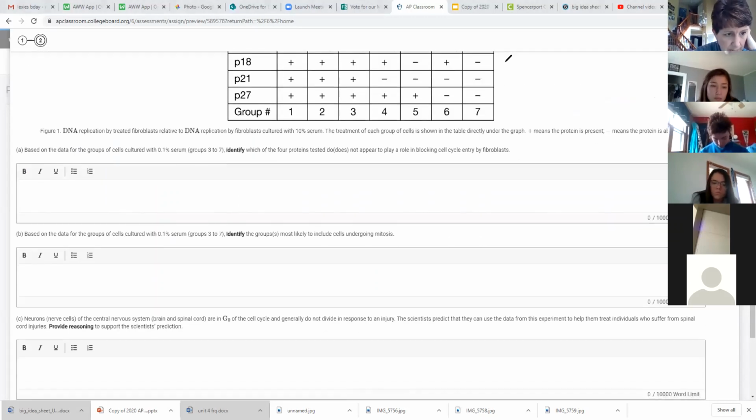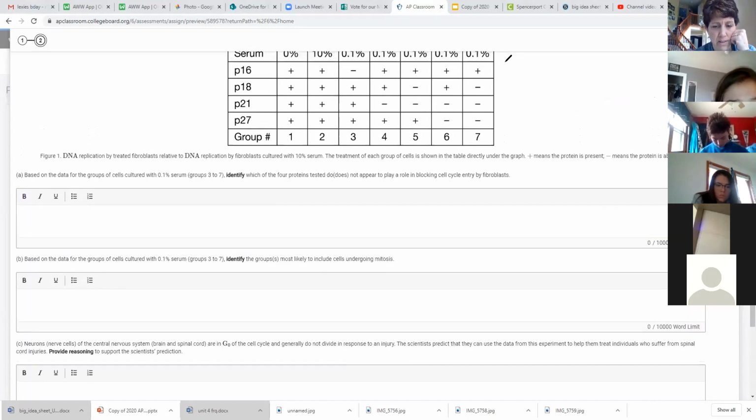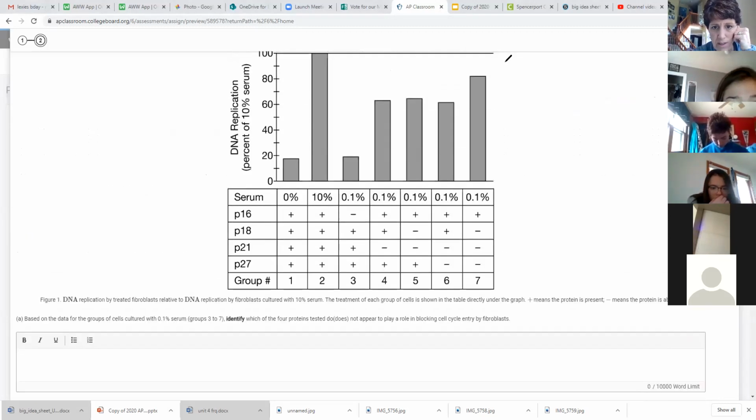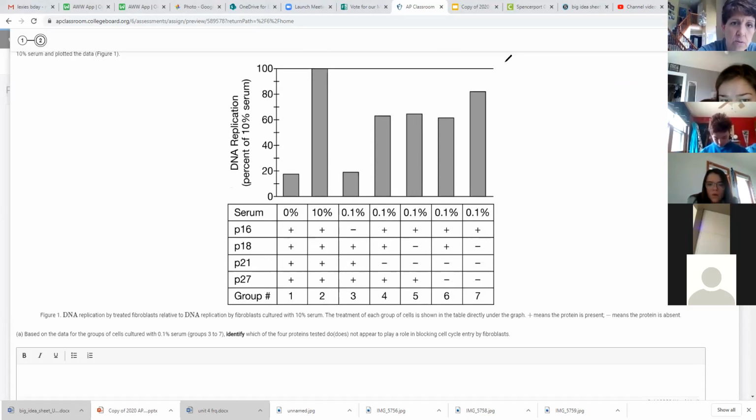Then the next one says, based on the data for all the groups, identify the groups most likely to include cells undergoing mitosis. Okay, so out of these, 4, 5, 6, and 7. You agree? 4, 5, 6, and 7 are all doing DNA replication, or at least some amount of it. Wait, how do you know they're doing DNA replication? Because this says DNA replication right here. Oh, right. Okay. Gotcha. Yeah. This is showing me.